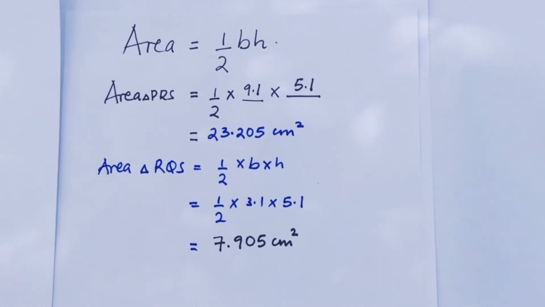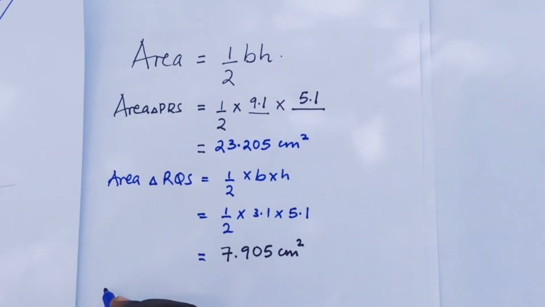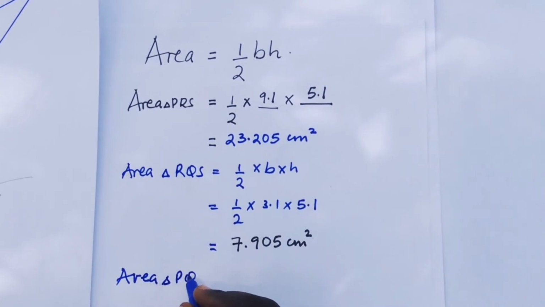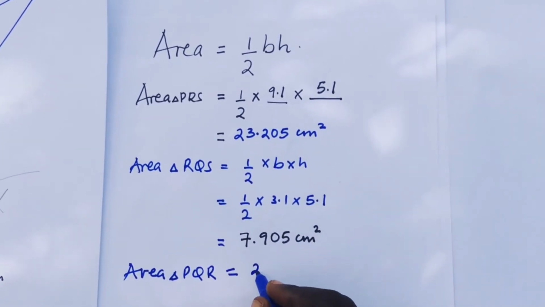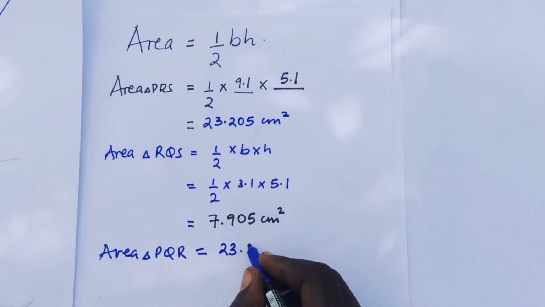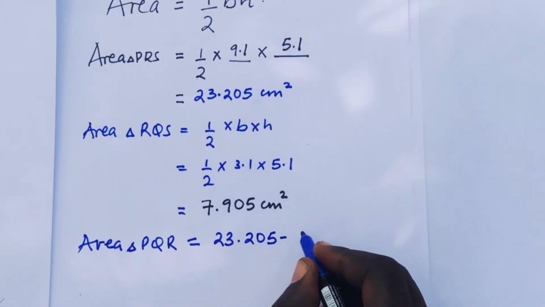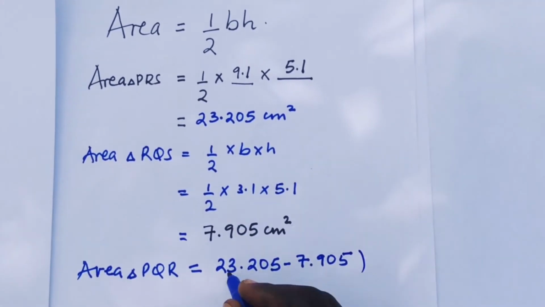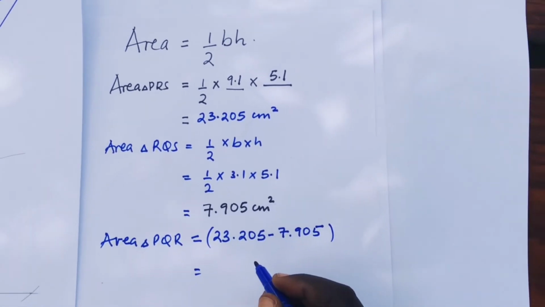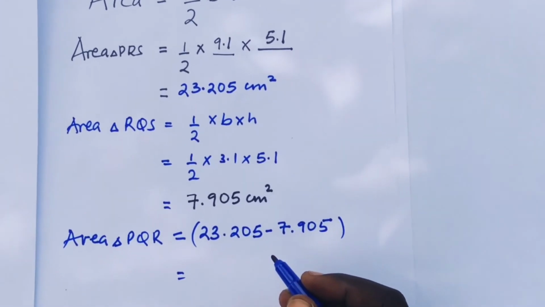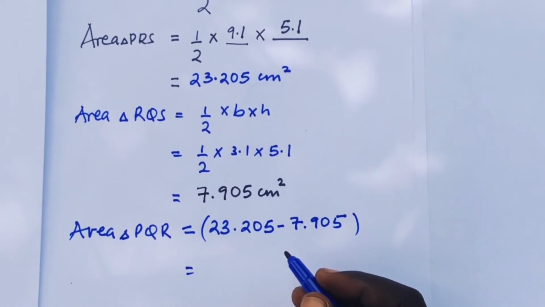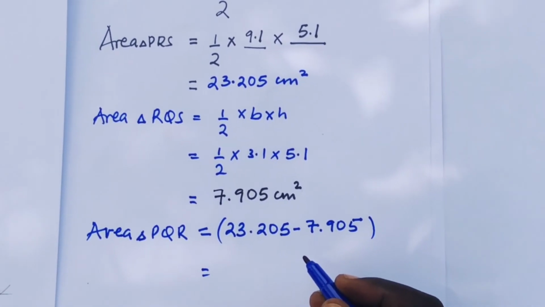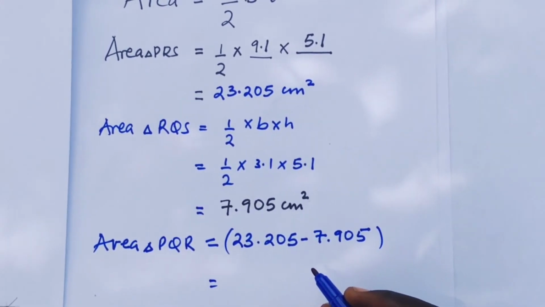So in our shape, those are not the actual required areas. The area we want is for PQR. So area, as explained before, of triangle PQR will now be equal to 23.205 minus 7.905. So when you subtract these two values, you now get your answer. We are saying 23.205, and we are subtracting 7.905.